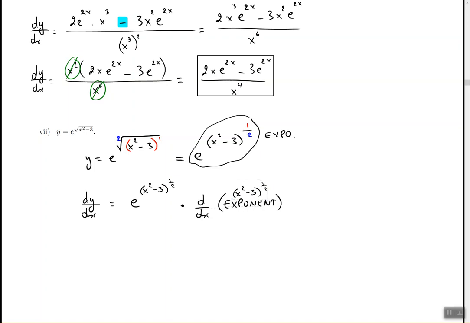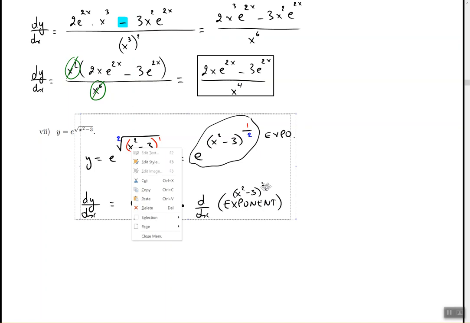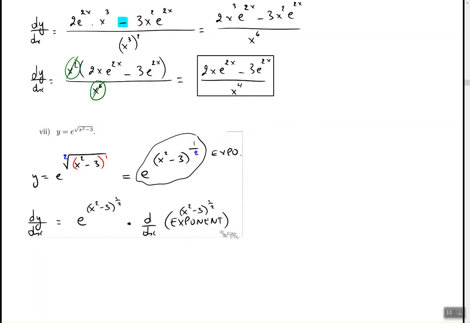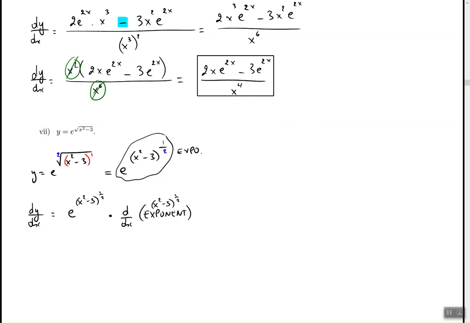Now, that is by itself a challenging problem. So I'm going to go to my scratch paper and look for the derivative of x squared minus 3 to the power of 1/2 with respect to x. So how do you differentiate this? The derivative here is going to be a chain rule, also known as the extended power rule.